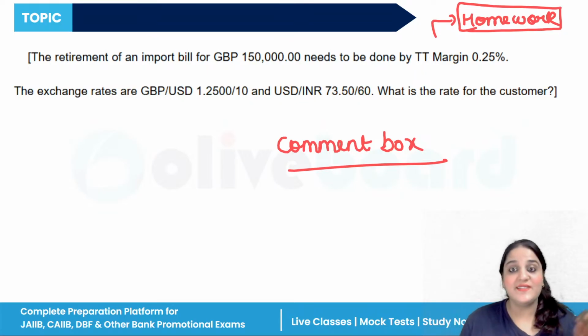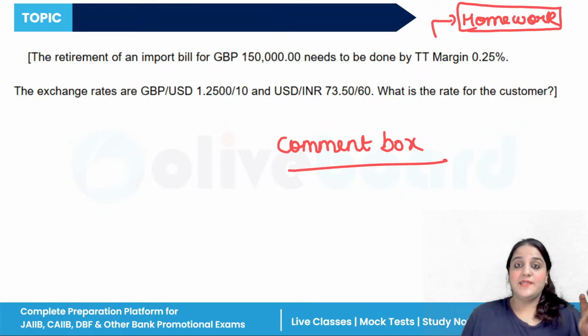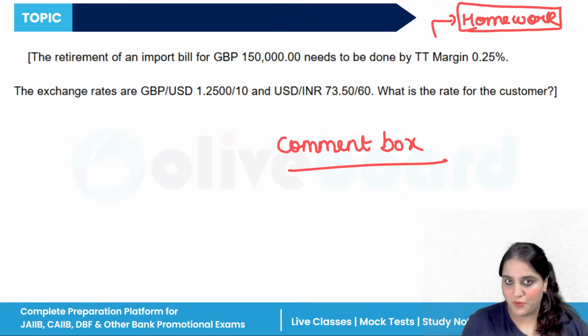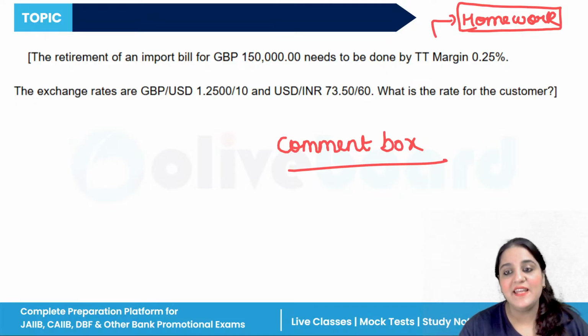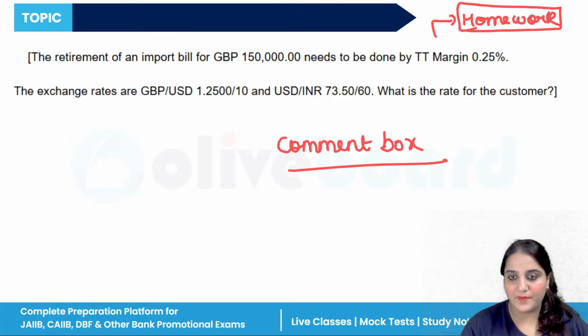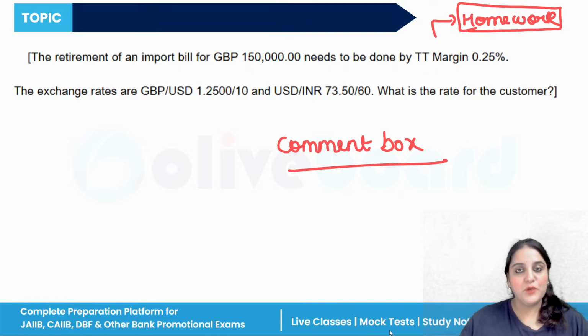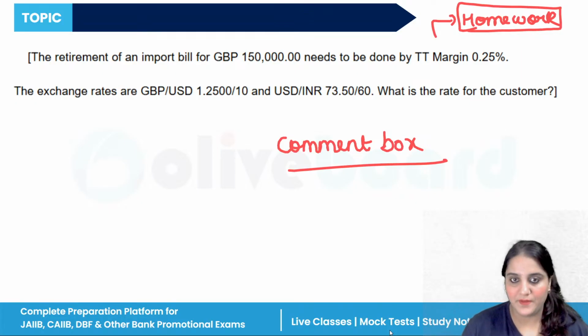First, you have to understand the situation. See, import payment is in the British pound. So customer is buying British pound here. Bank is selling British pound, which uses the ask rate. Right? TT margin is given, so you can add this to whatever you compute for the amount of British pound and INR, you have to add the margin of 0.25%.